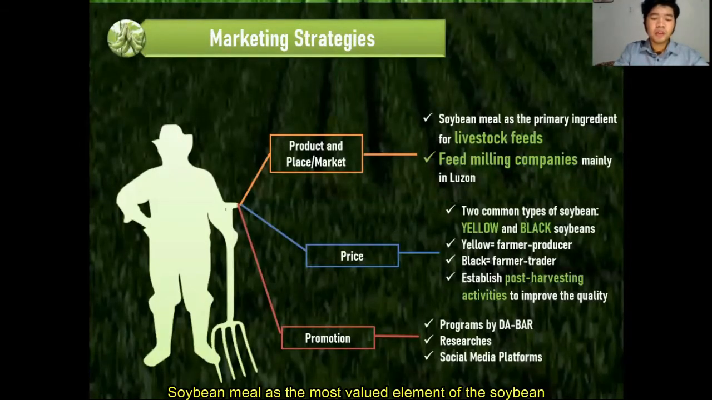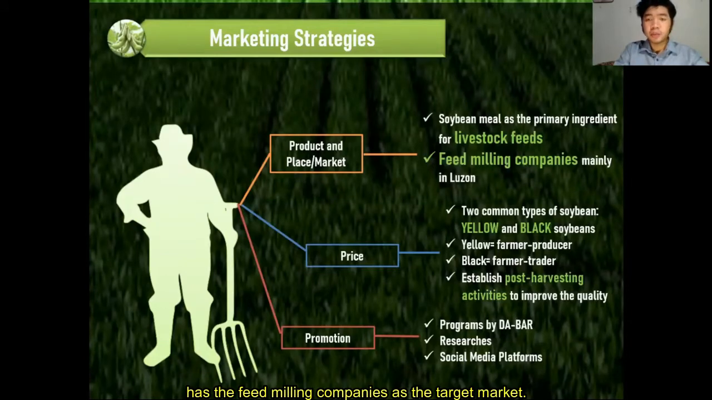Soybean meal, as the most valued element of the soybean, has the feed milling companies as the target market. To increase the quality and the price, the beans undergo further drying done by the municipal traders. Various programs were implemented by the Department of Agriculture promoting the essentiality of soybeans to social welfare.